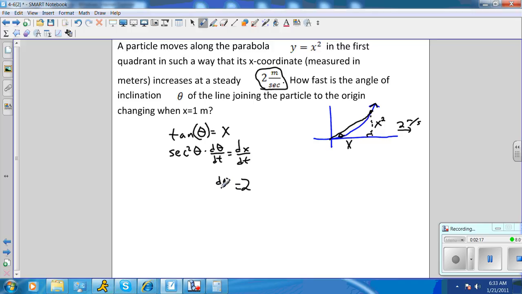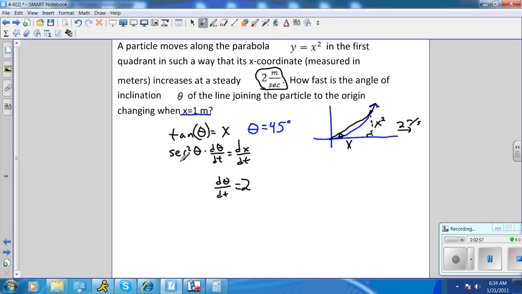d theta dt. Go back to our original formula here, and we're going to plug in some information. We know that at this particular point, tangent of theta is equal to x. Well, they tell us what x should be in our problem. So when does the tangent of theta equal 1 in the first quadrant? Nice and easy, we know that one. That's when theta is 45 degrees, or you can use radians as pi over 4.